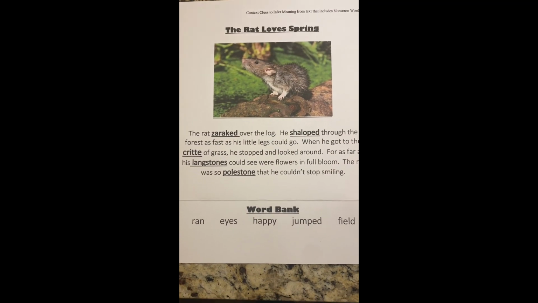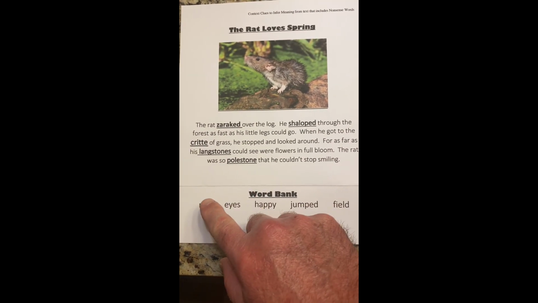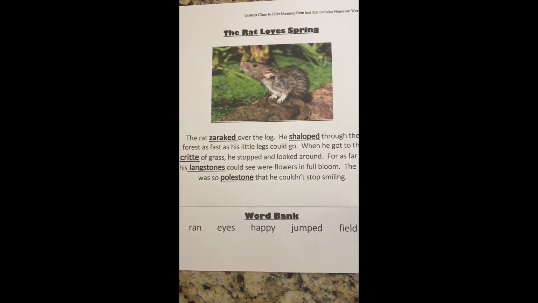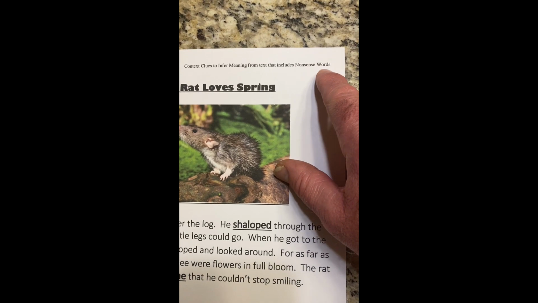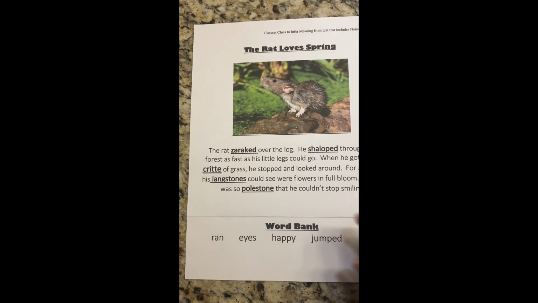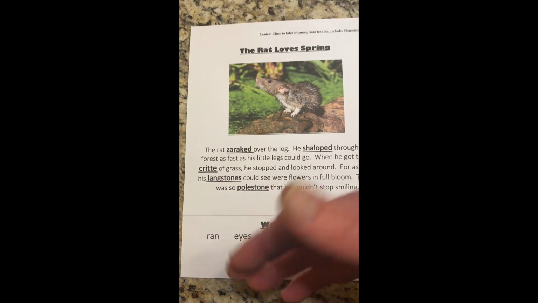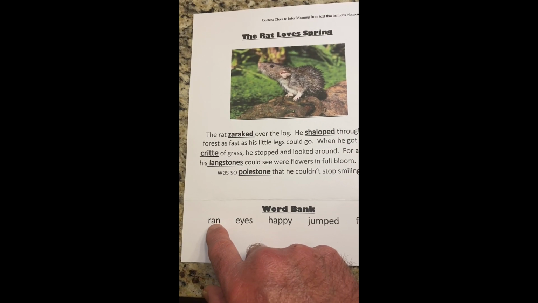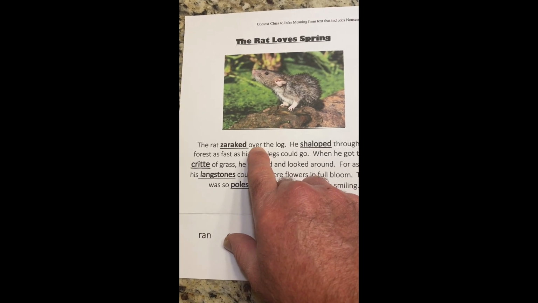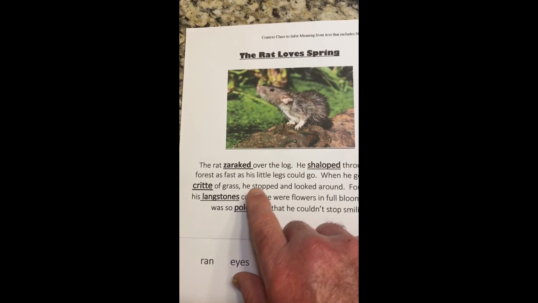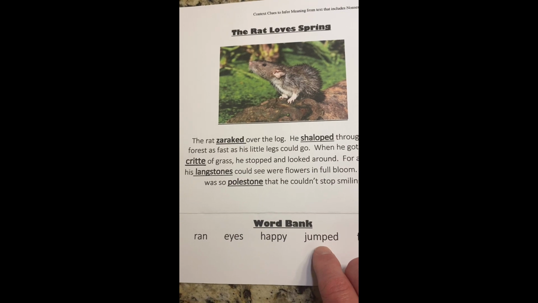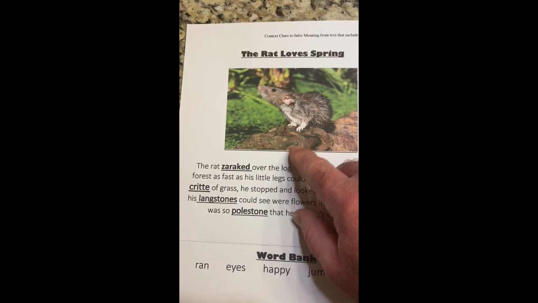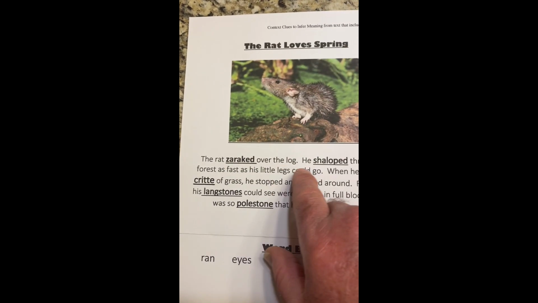All right, well, let's see if you agree with the actual answers, the words that should fit for those 5 unknown nonsense words. It says, the rat zeracked over the log. Well, from the word bank, ran kind of makes sense, but it says over. Using context clues, if it's over the log, it'd have to be jumped over the log. The rat jumped over the log. So there he is, jumping over the log.